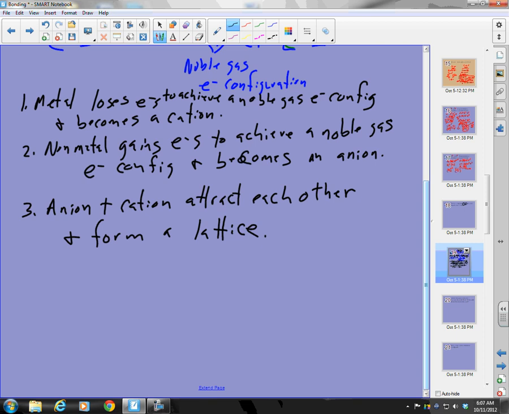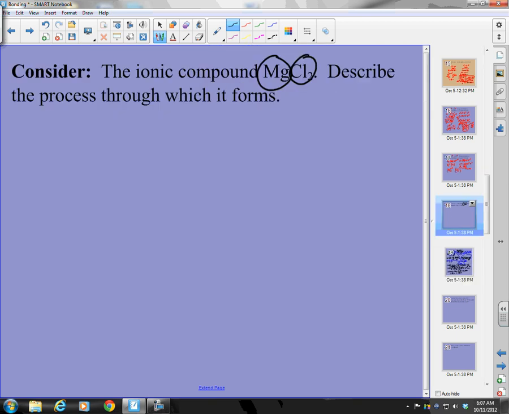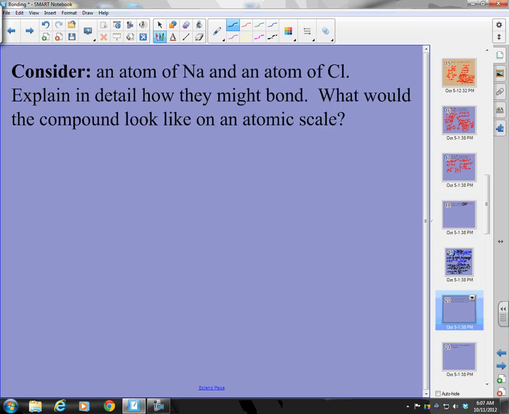Cool. All right. Did we answer our question? Describe the process. Yeah, I think so. I think we did a fine job of that. Moving forward, consider an atom of sodium and an atom of chlorine. Explain in detail how they might bond. What would the compound look like on the atomic scale? Good. Pause me and answer this and bring me back.